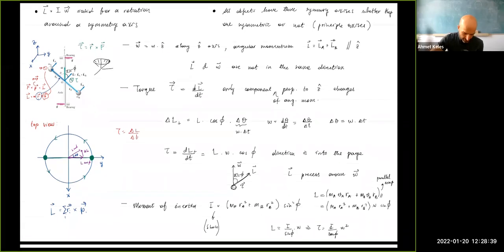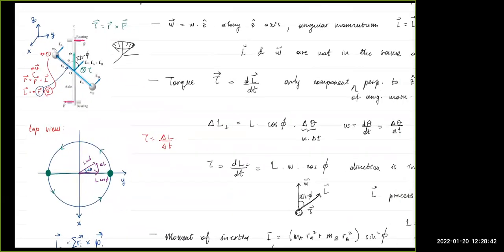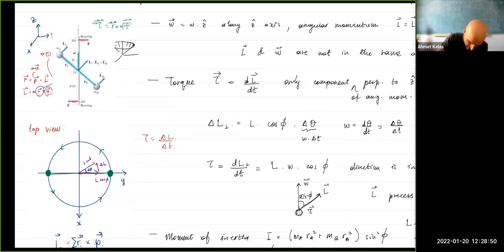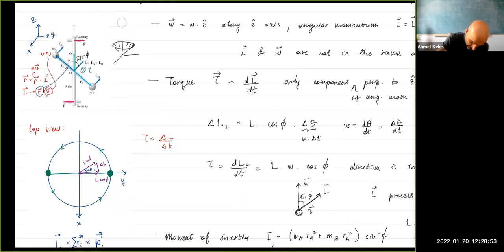So, I found the torque in two ways. Okay, let me copy these things together. There are two ways I can find the torque. One is dL dt. This is kind of like Newton's equation, if you like. And I wrote it like delta L over delta t. The second way is torque. Okay, these are vector definitions. The definition of torque is R cross F.